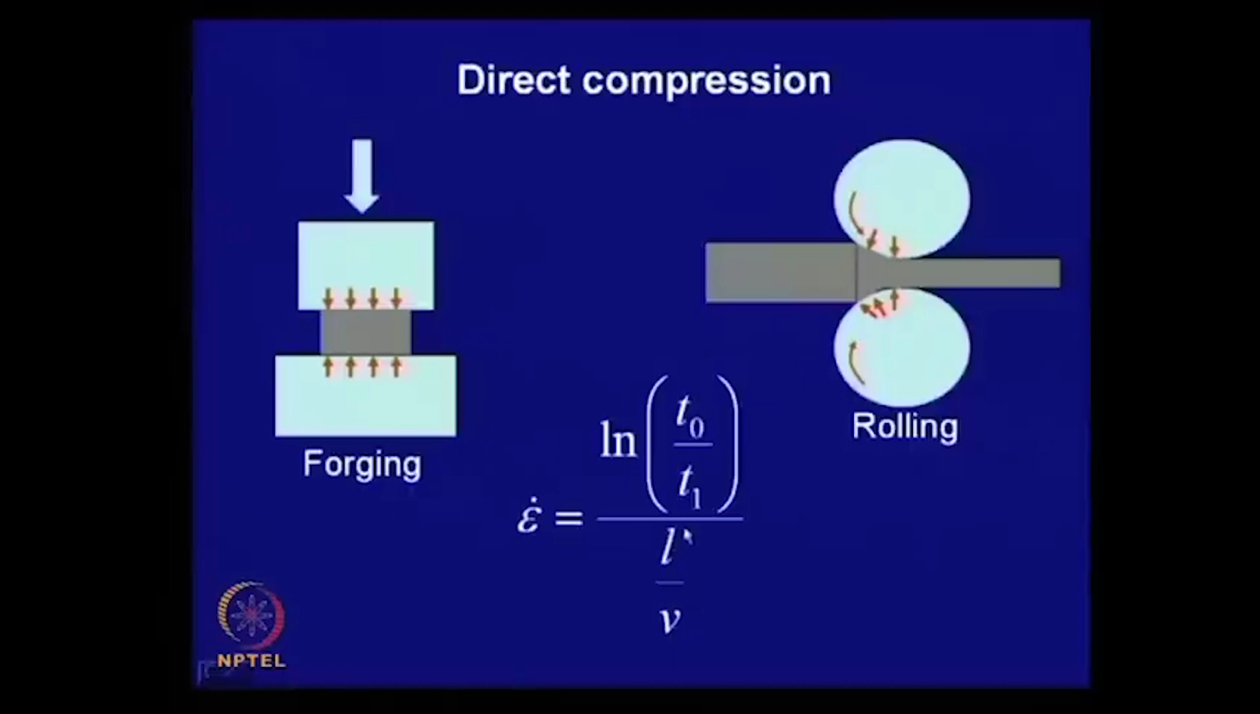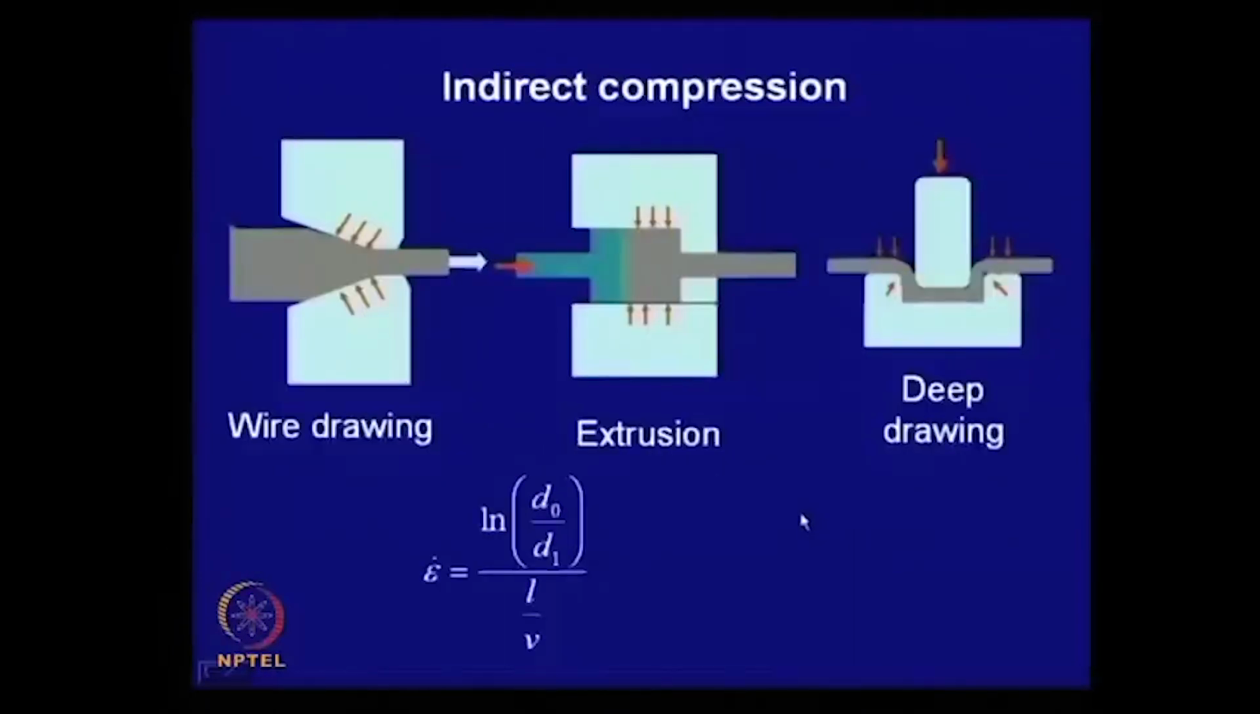If the rate at which the material is flowing, say the rate at which the product comes out of the rolling mill, is velocity v, then the time it takes to pass through the roll is L over v. Therefore, we can calculate the strain rate, which is a quite important parameter, and it is possible to calculate the same thing in wire drawing as well as extrusion.